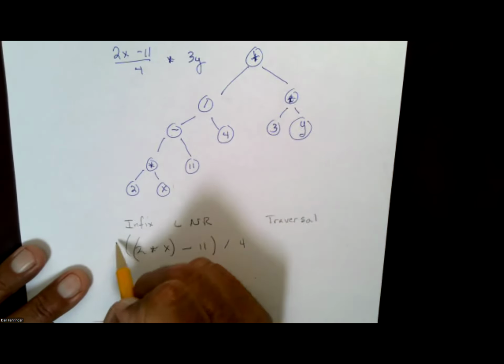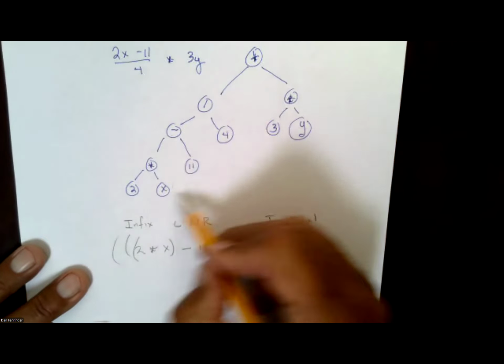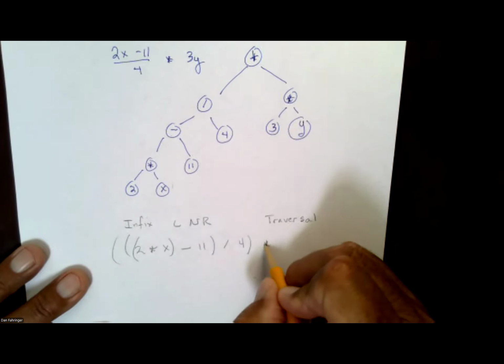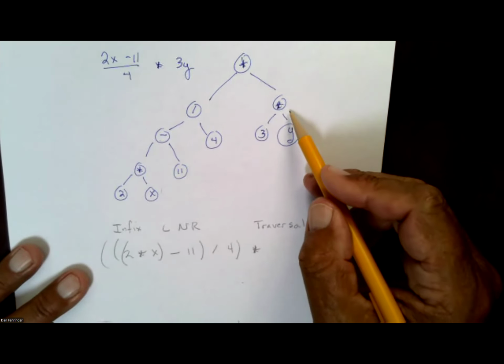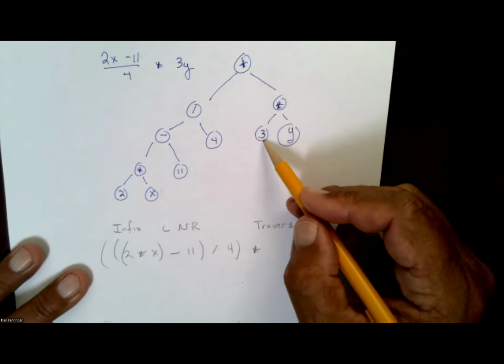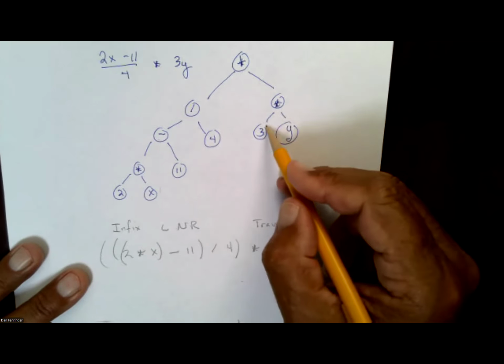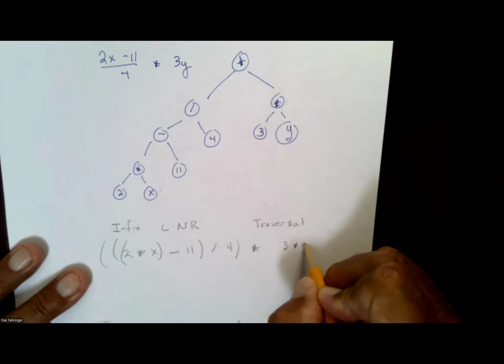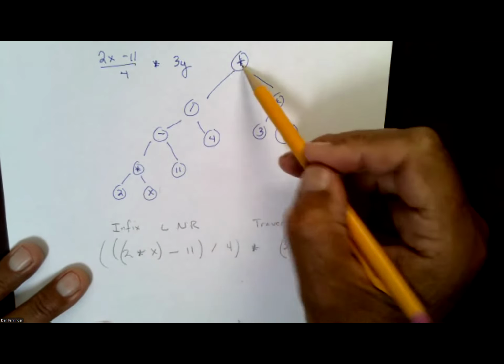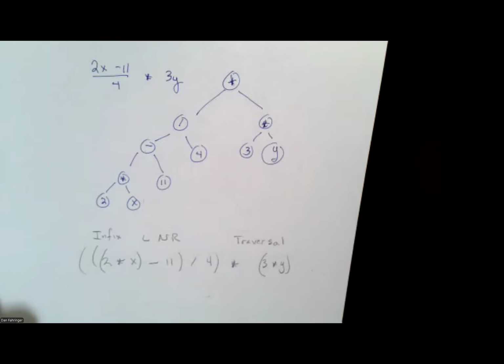I go up, this whole thing becomes the left. Here's the node, and now I go to the right. Oh, but I can't do it yet because it has a left. So I need to do this left, node, right, 3 times y. Then I go back and have that times.